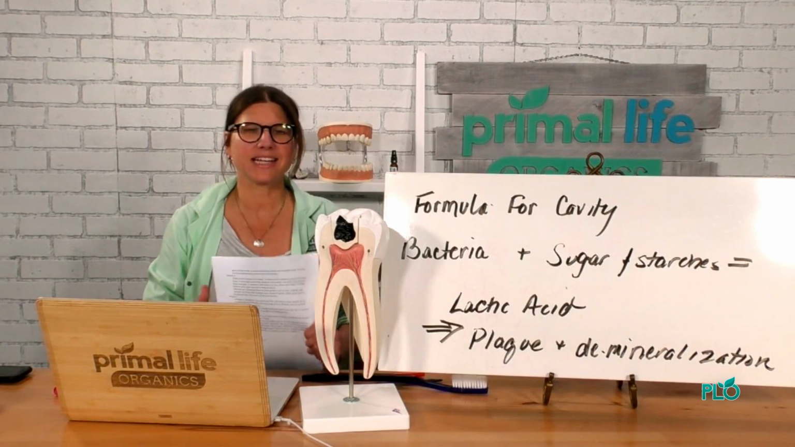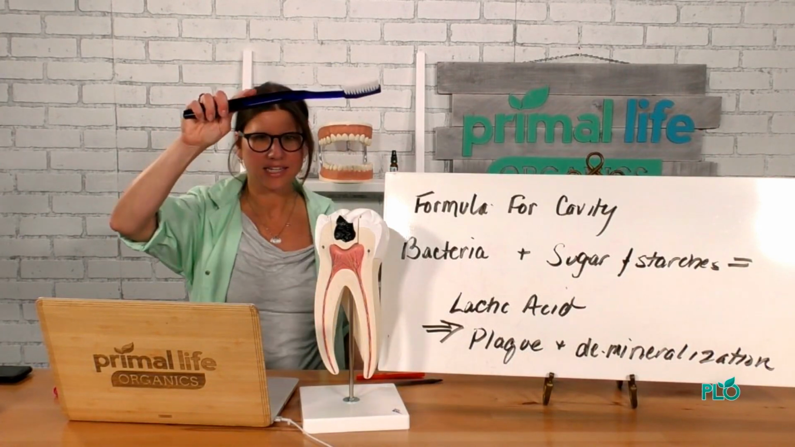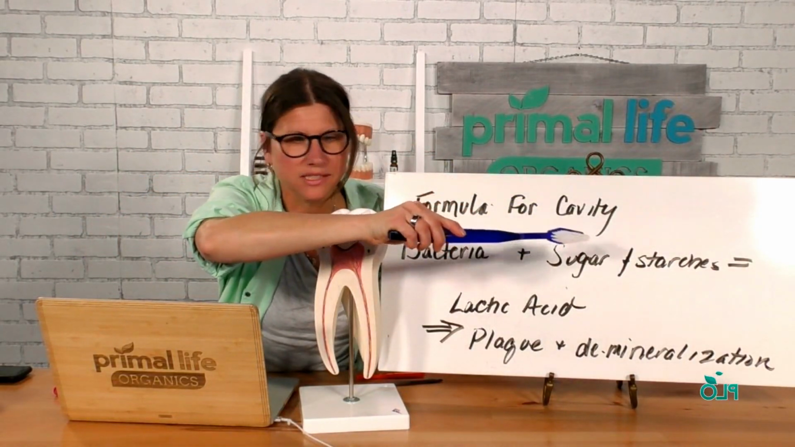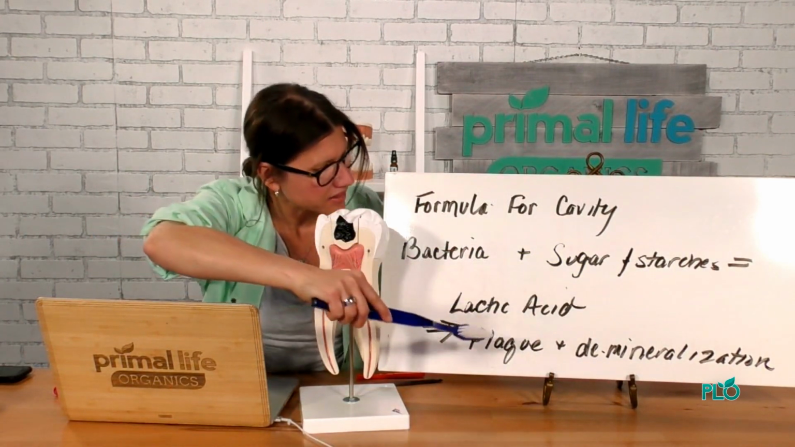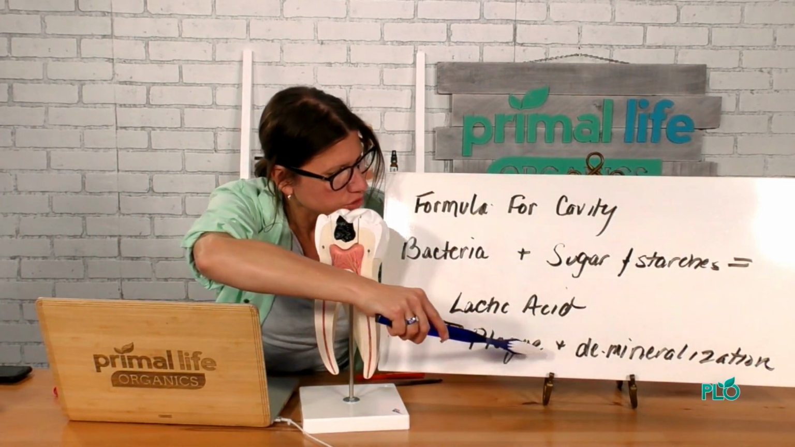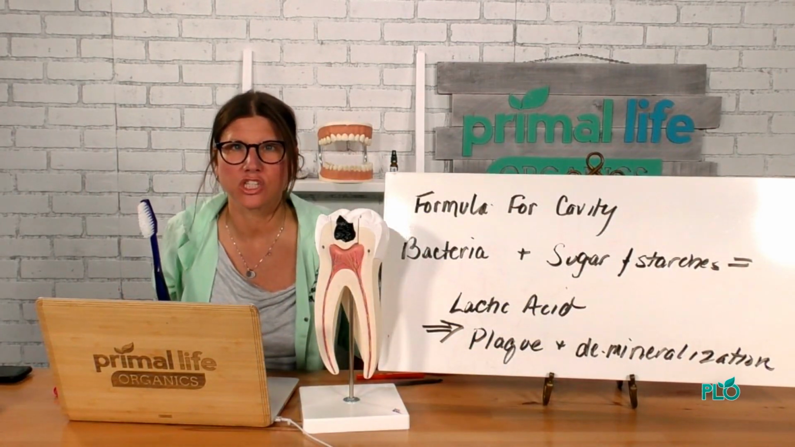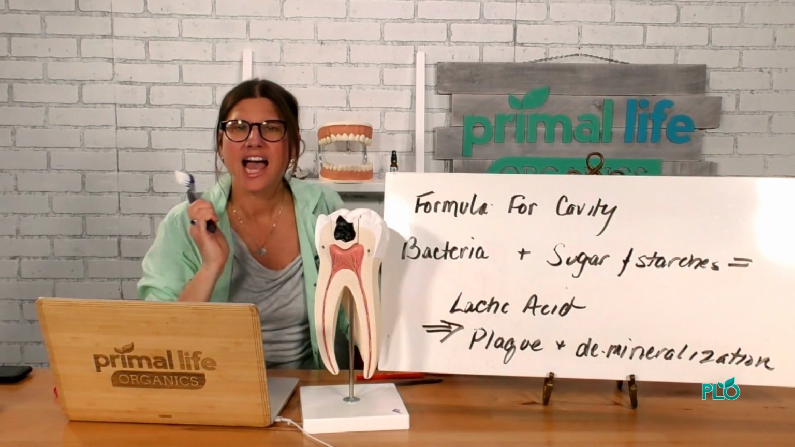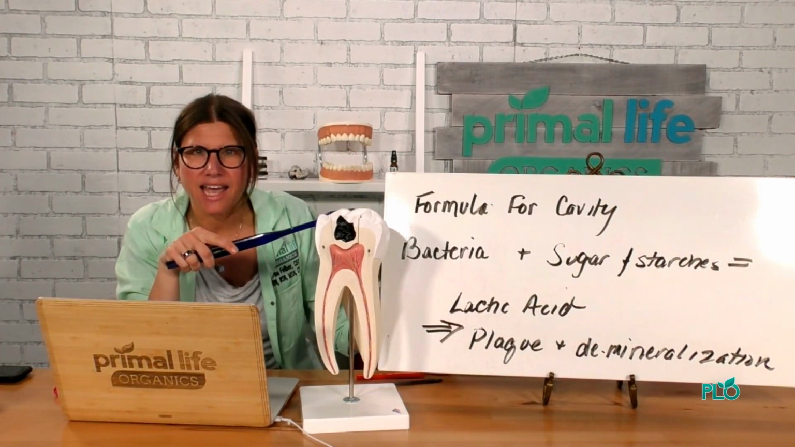All right, guys. On the board here, I wrote the formula for a cavity. Look here. The formula for a cavity is bacteria plus sugar or starches, and that produces lactic acid in the mouth. And then the lactic acid produces plaque and demineralization of your teeth. So if this is the formula for a cavity, how do we disrupt the formula so that cavities don't happen?